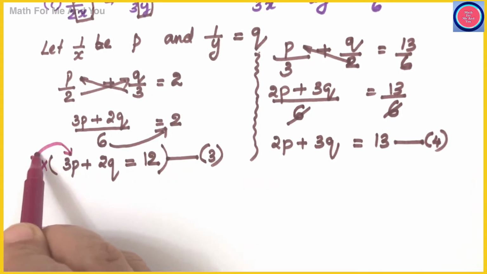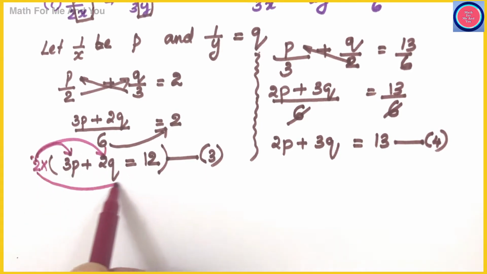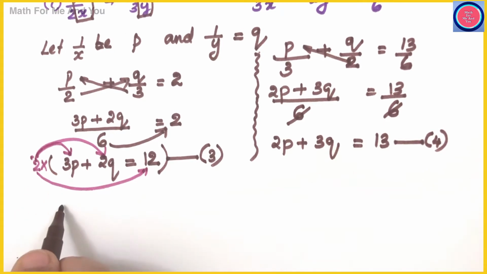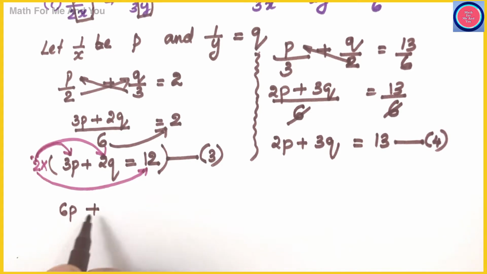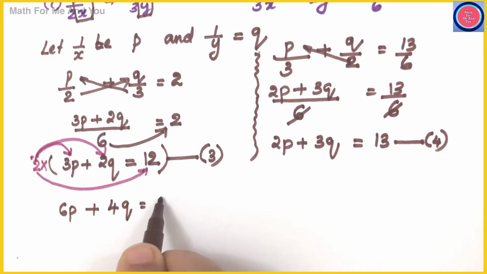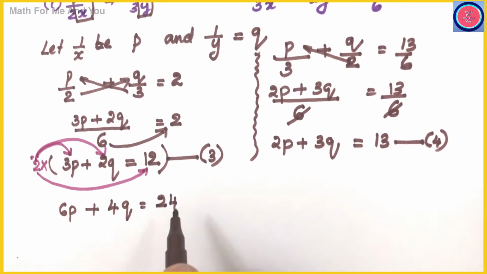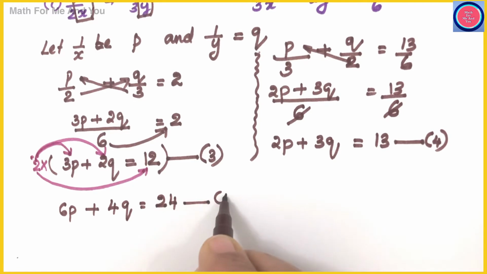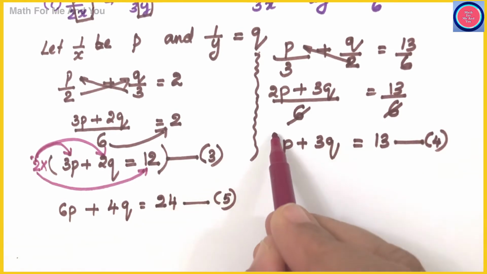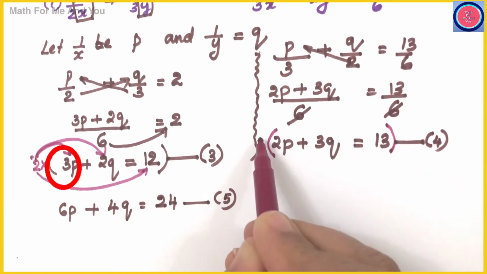Okay, let's multiply and remove the bracket. 2 times 3p and 2 times 2q, also 2 times the number. What do we get? 2 times 3p is 6p, plus 2 times 2q, 4q, equals 2 times 12, 24. Now this is a new equation, and we can mark it as equation number 5. The second equation, throughout all the terms, we multiply with what number? The coefficient of p in the first equation, that is 3.